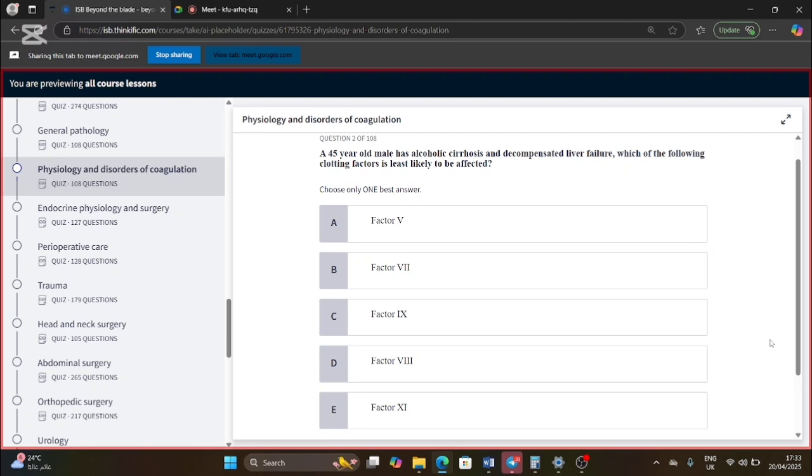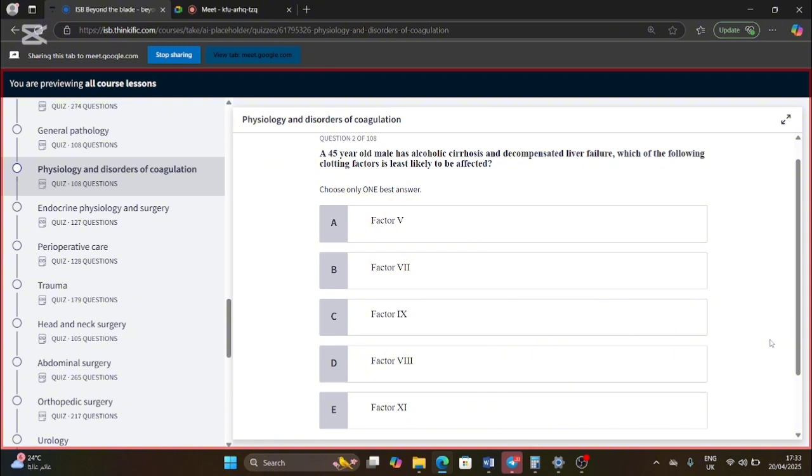A 45-year-old male had alcoholic cirrhosis and decompensated liver failure. Which of the following clotting factors is least likely to be affected? Factor 8, because it is produced by endothelial and sinusoidal cells, I think, right?